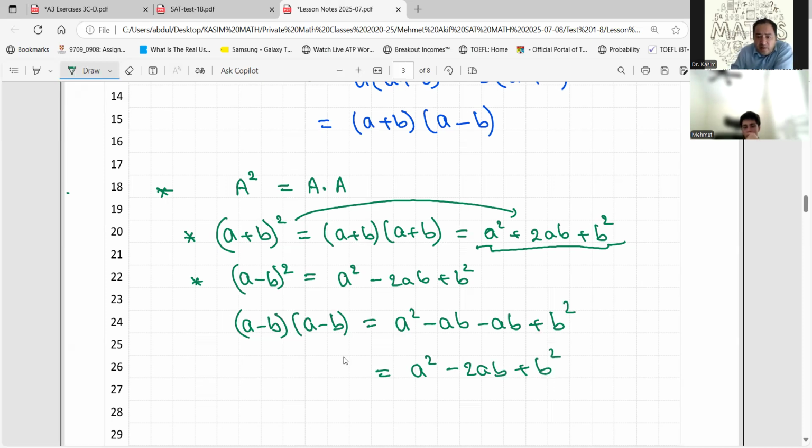Here, we are just practicing how to write this expression immediately in this form by skipping these intermediate steps. So (a plus b) squared equals a squared plus 2ab plus b squared. And how about (a minus b) squared? That's equal to a squared minus 2ab plus b squared.